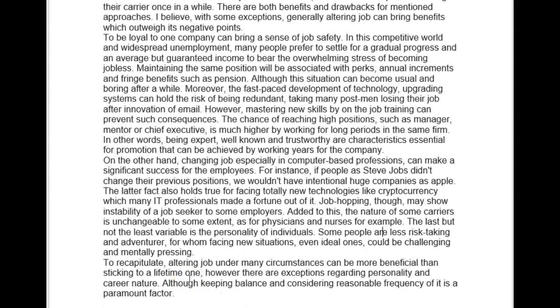However, there are exceptions regarding personality and career nature. Although keeping balance and considering, all right, again, that should have been attached to the previous sentence. Keeping balance and considering reasonable frequency of it is a paramount factor. All right, so like I said, it's a very developed essay. You didn't stick to just 250 words, and that's a good thing, okay?